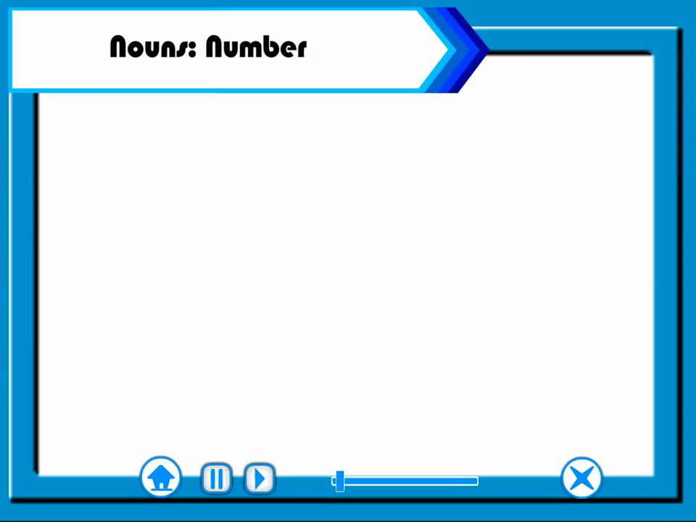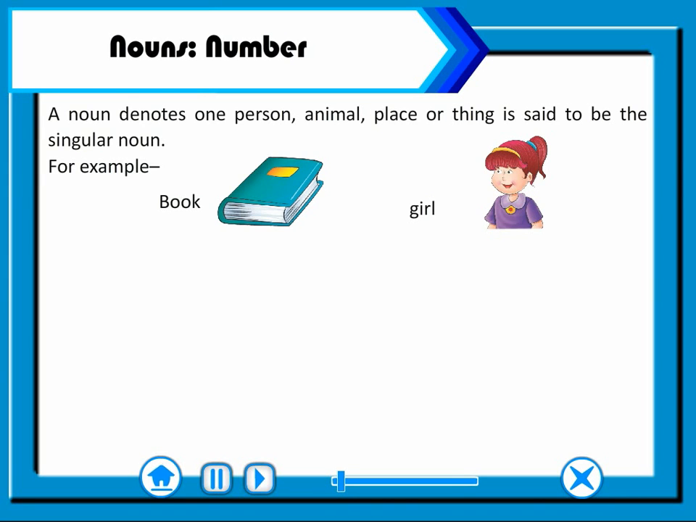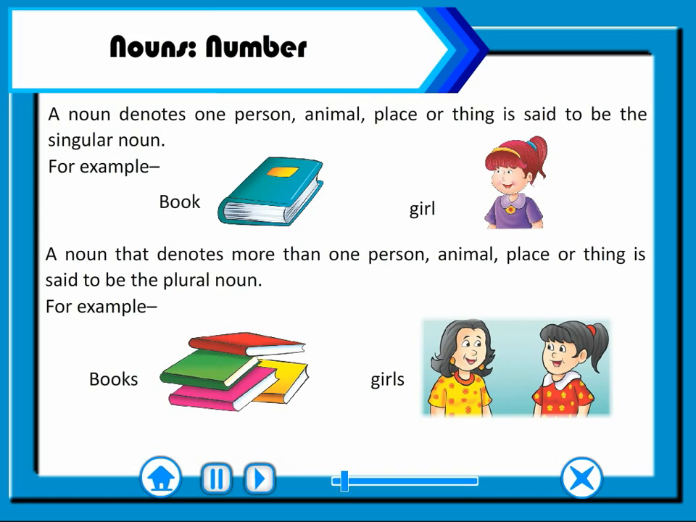Nouns, number. A noun that denotes one person, animal, place or thing is said to be the singular noun. For example, book, girl. A noun that denotes more than one person, animal, place or thing is said to be the plural noun. For example, books, girls.